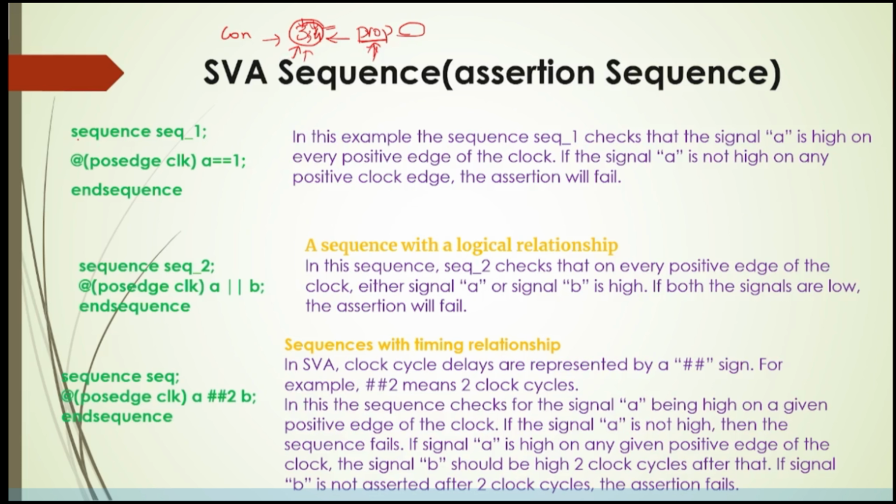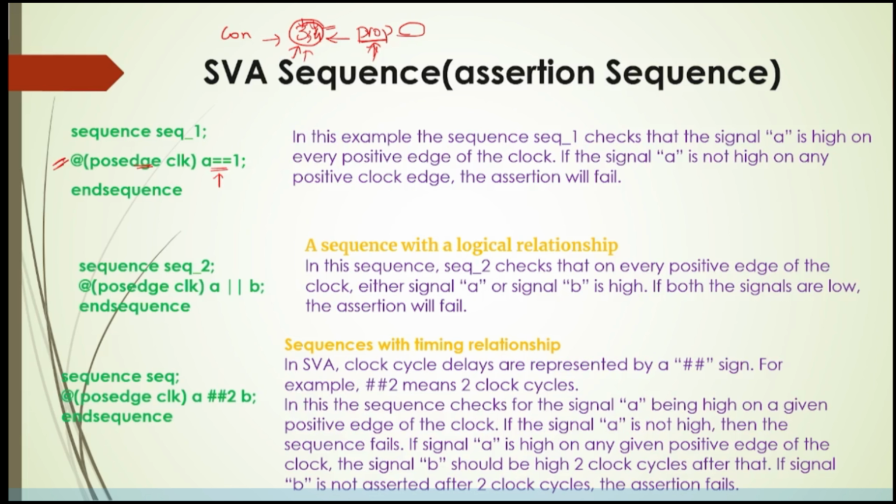So if you see the first thing here, sequence, which should be followed by the sequence name. Now what is the condition that I am writing? At posedge clock, a == 1. So that means for every positive edge of the clock, what is the meaning of this assertion? If you want that particular input, like a, to be high for every passage of clock, then you should give it in this format, so that it checks whether a is continuously 1 for all the positive edges of clock.